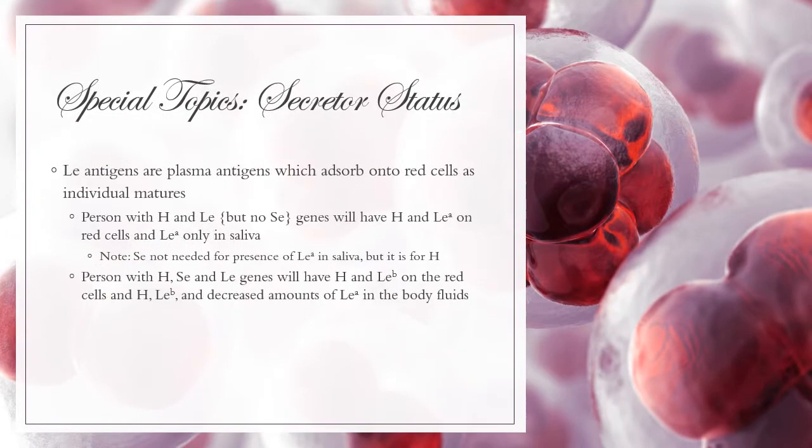Okay, Le stands for Lewis. Lewis antigens are antigens which adsorb onto red cells as the individual matures. A person who has H and Le but is a non-secretor will have H and Lewis A on the red blood cells, and Lewis A only in the saliva. So secretor is not needed for Lewis A, but it is for H. However, a person with H, Se, and Le genes will have H and Lewis B. So the person has to be a secretor in order to have Lewis B on the red cells. Okay. Decreased amount of Lewis A in the body fluids.